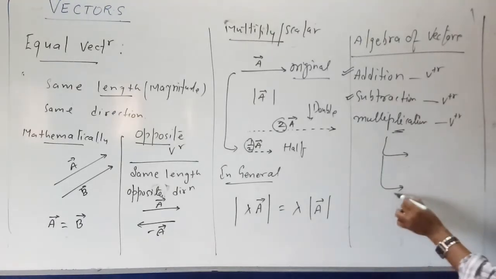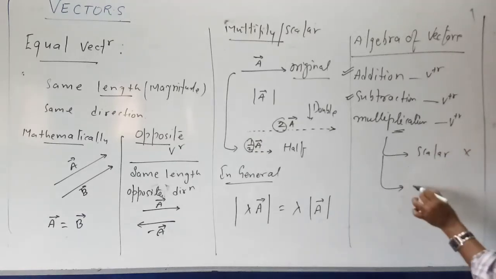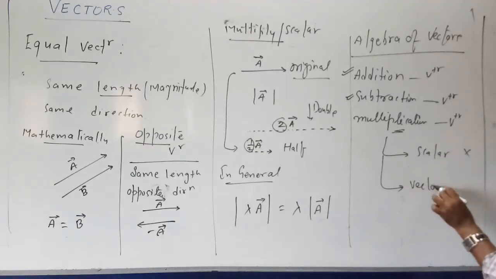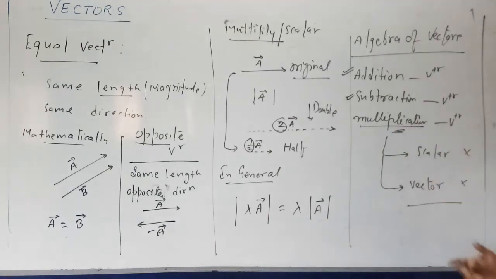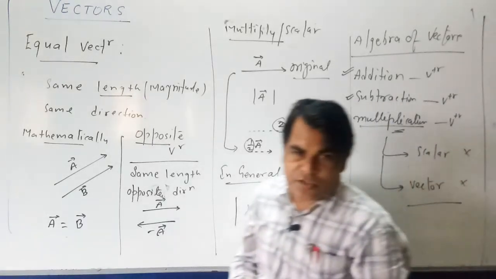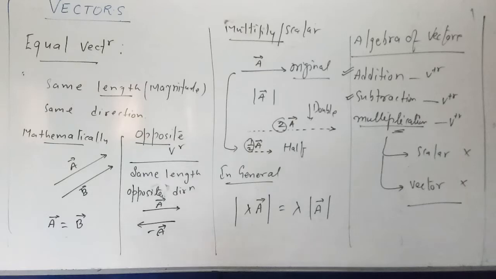Multiplication of vectors is of two types, scalar multiplication and vector multiplication. When you multiply two vectors, if the result is a scalar, it is called scalar multiplication. When you multiply vectors and the result is a vector itself, then it is the vector product or vector multiplication. Hope you can understand. Look at this and try to understand.